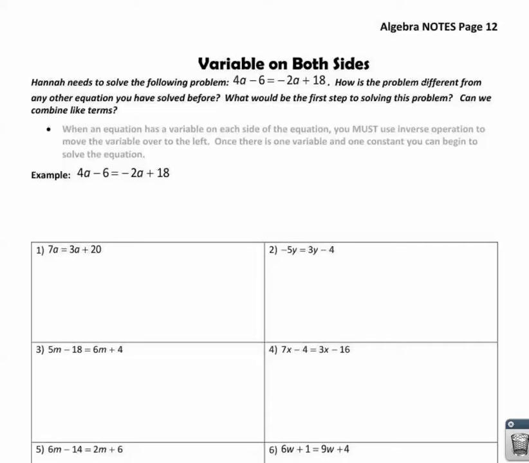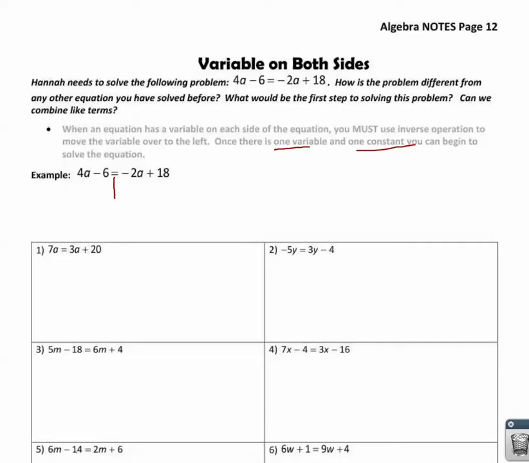So when an equation has variables on each side of the equation, you must use inverse operations to move the variables over to the left or to the right. Once there's one variable and one constant, you can begin solving the equation. And that's important. One variable, one constant. So for example, it is an equation.